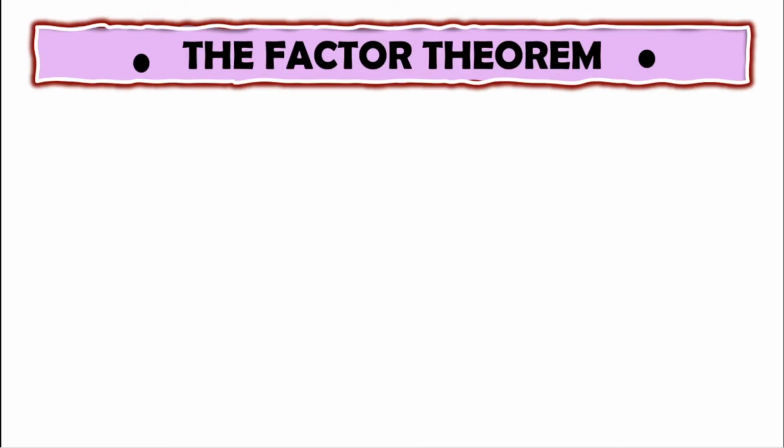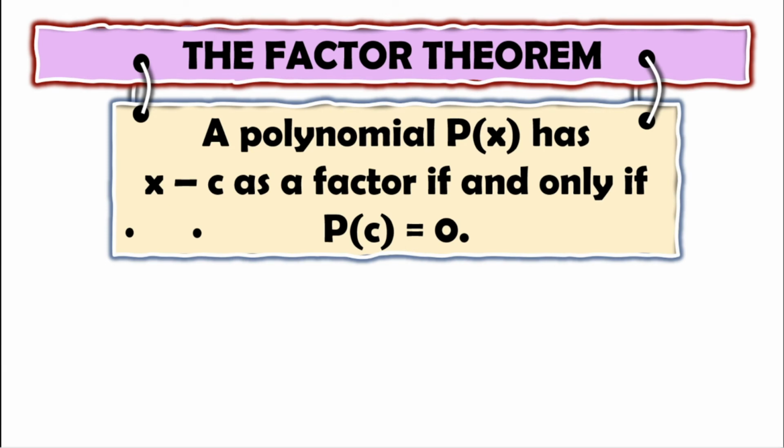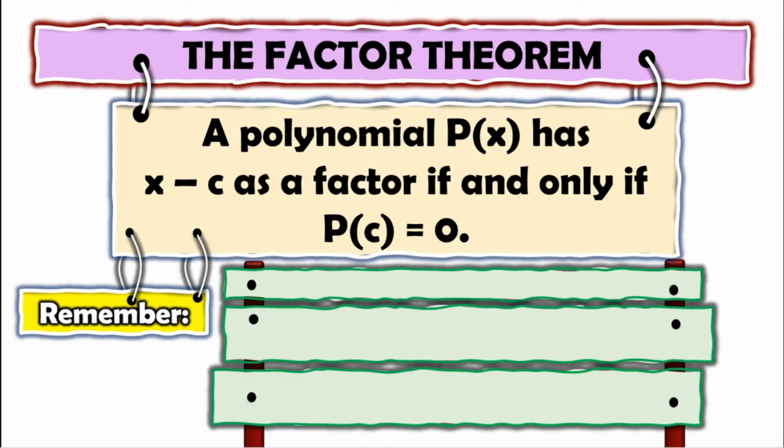The factor theorem. The factor theorem states that a polynomial p of x has x minus c as a factor if and only if p of c is equal to 0. In other words, if the remainder is 0, then the divisor x minus c is a factor of the given polynomial. We need to remember the following if we are dealing with the factor theorem.